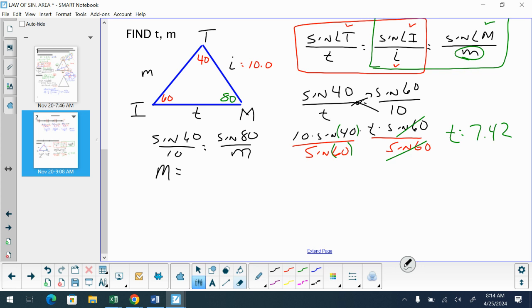Again, you can multiply 10 times the sine of 80, close your parenthesis out, divide by sine of 60, and hit enter. And poof, it will come out for you.